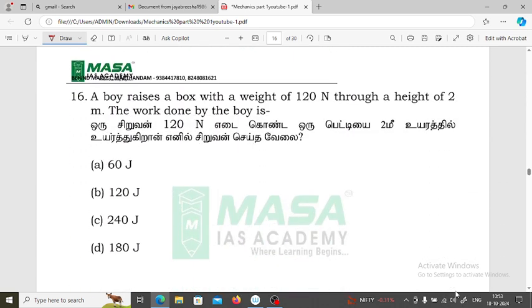Question number 16. A boy raises a box with a weight of 120 Newton through a height of 2 meter. The work done by the boy is.